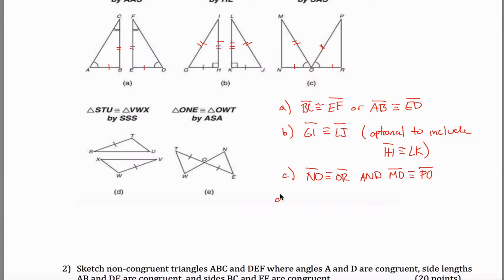What about D? It says STU is congruent to VWX by side, side, side. Well, this one's relatively straightforward. I need all three sides. I already have one side, so I need two more sides. I need TU to be congruent to WX, or XW. And this is another and in here. I need XV to be congruent to US.